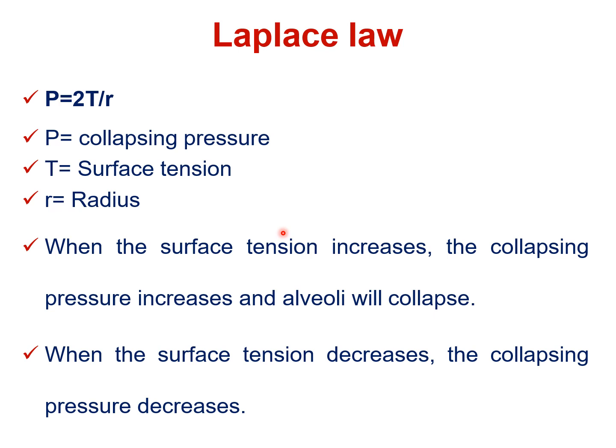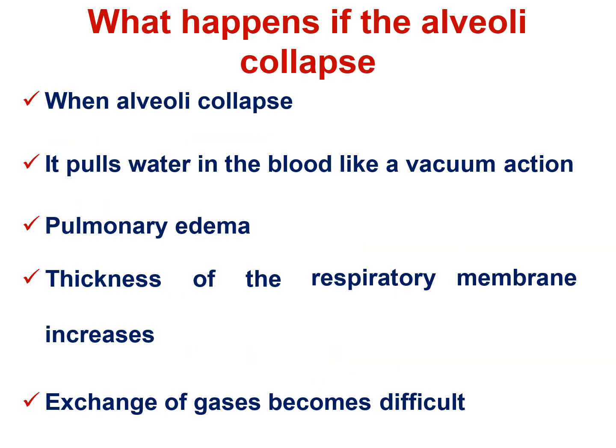If we see the Laplace law, which states that P is equal to 2T by R, P is collapsing pressure, T is surface tension, and R is radius. So when the surface tension increases, the collapsing pressure increases and alveoli will collapse. When the surface tension decreases, the collapsing pressure will decrease and alveoli will not collapse. So as we have seen, when the surface tension increases, the lungs or the alveoli will collapse.